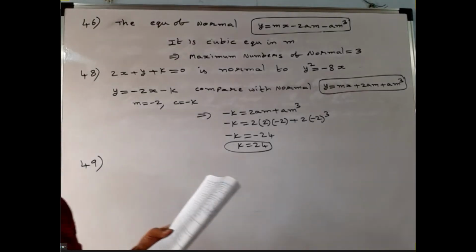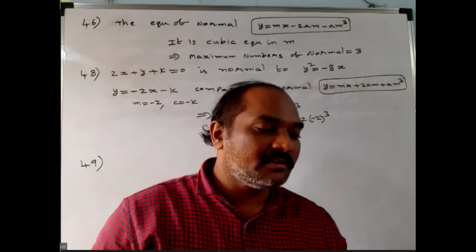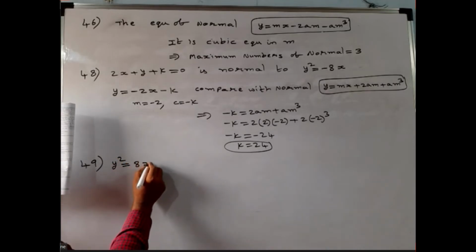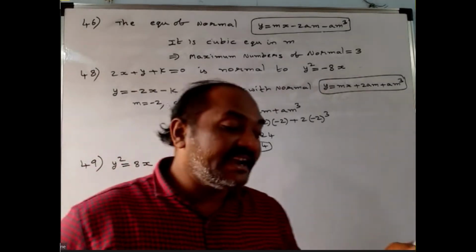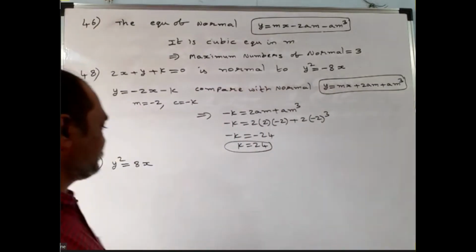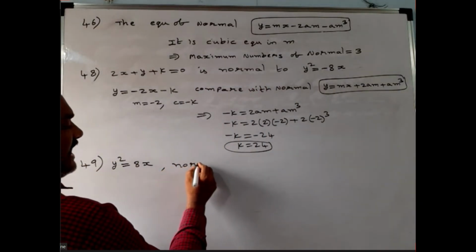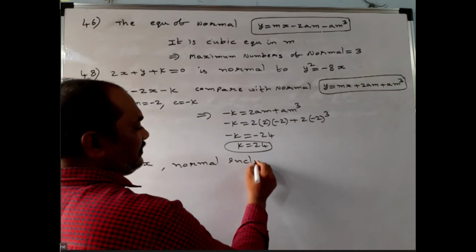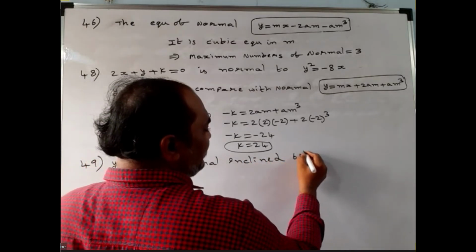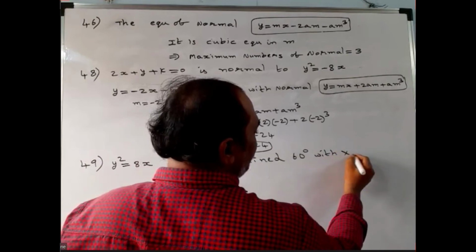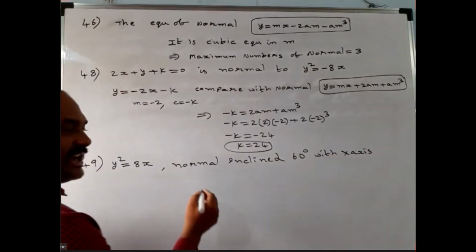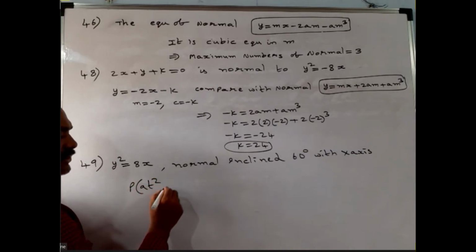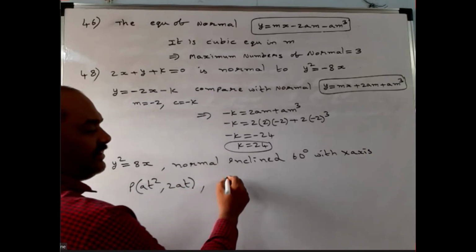Next, students, 49. The point on the parabola y square is equal to 8x, the normal inclined 60 degrees with the x-axis. Anybody say the normal equation? Students, I am taking the point (2t square, 4t). Anybody say the normal slope?